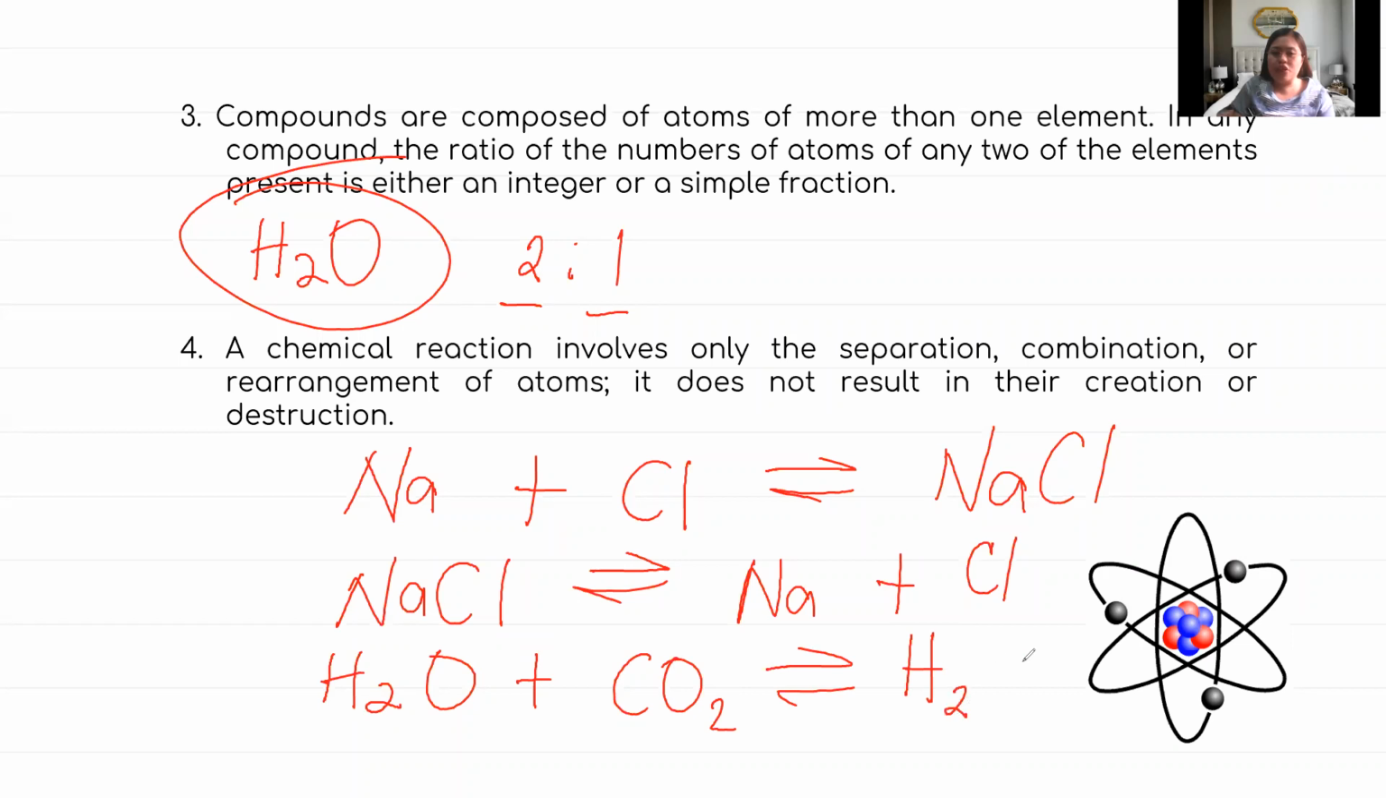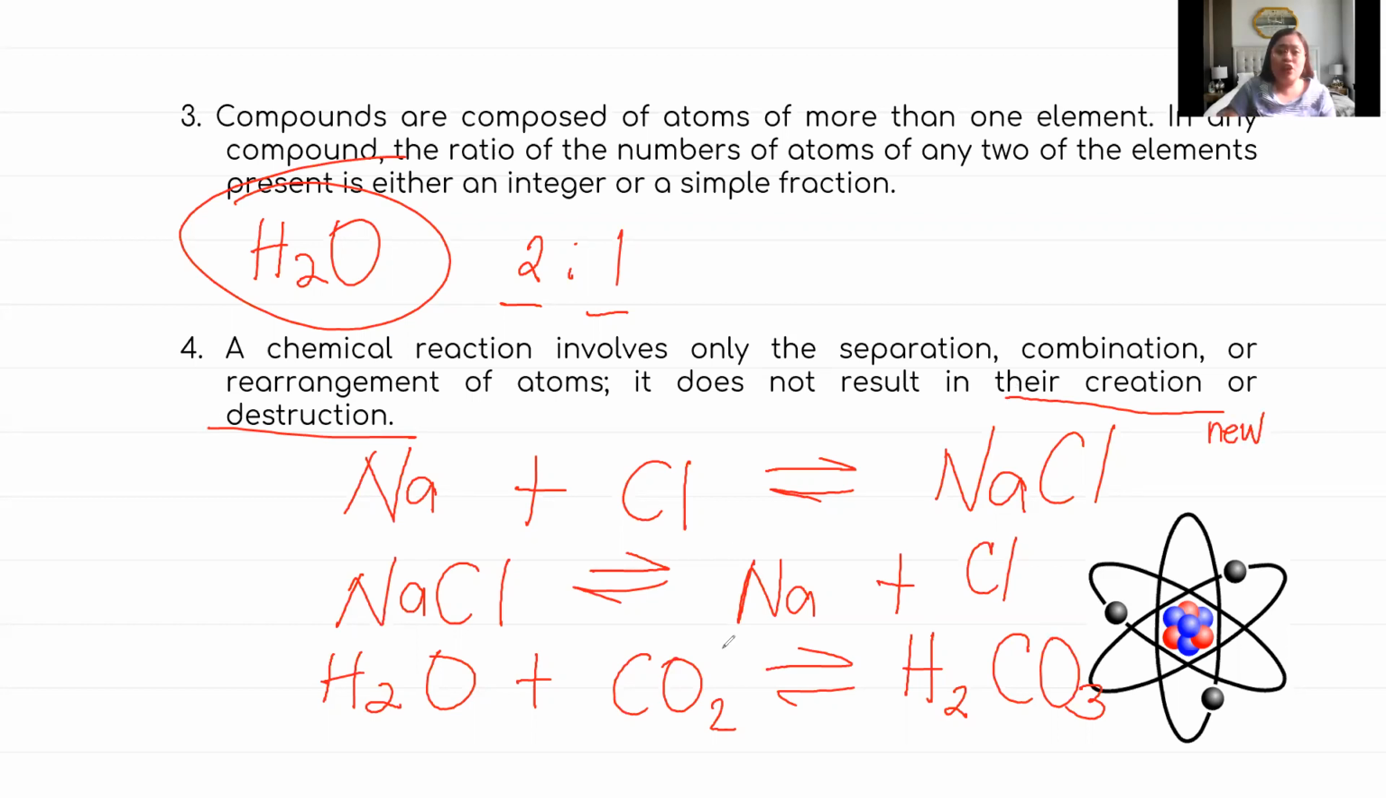This will become H2CO3. So there is rearrangement of the atoms there. From the water, there is combination and at the same time rearrangement, and it becomes H2CO3. That is carbonic acid. But our chemical reaction is only up to separation, combination, and rearrangement. We have no chemical reaction that will result in the creation of a new atom or the destruction of the existing atom.